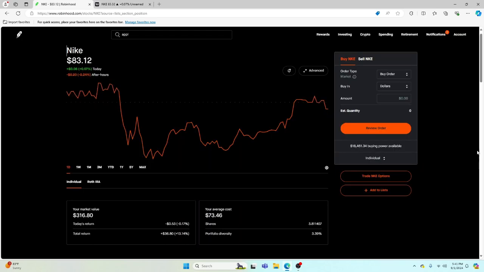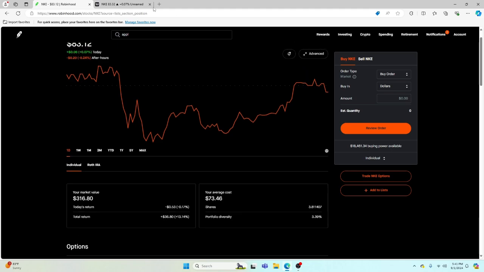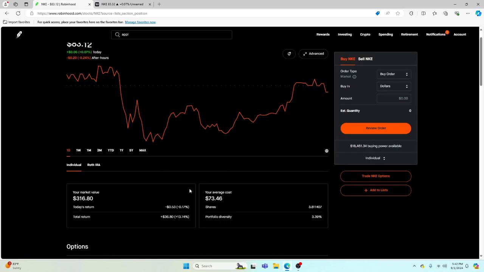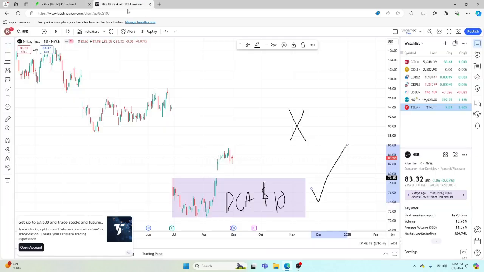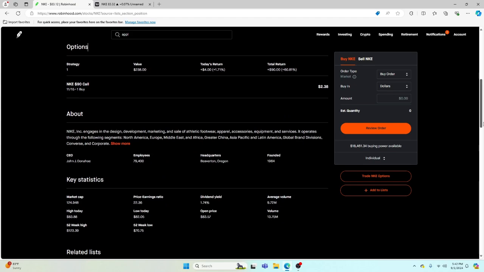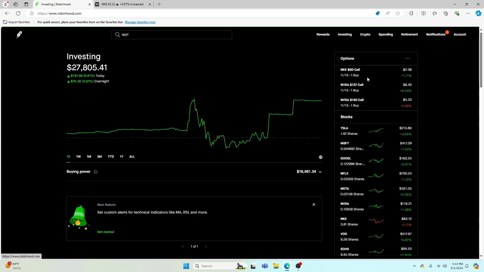So let's see the results from DCAing into Nike. Unfortunately, Nike only chilled down here for about a month, right? So a month of it I had it on. Market value is $316. And our total return is 13% in a month. We've returned 13% in a month from doing this method. That's why we do DCAing. That's why we DCA.